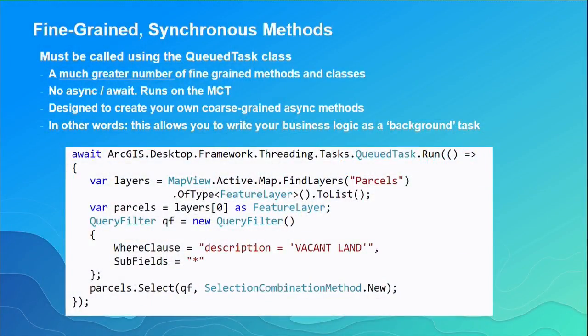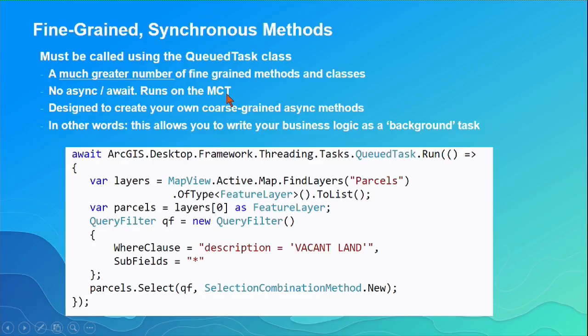Now, let's go into fine-grained and synchronous methods. These methods must be called using the QueuedTask class. There's a much greater number of fine-grained methods and classes. Also, because these methods are synchronous methods, there is no async and await use of the keywords.